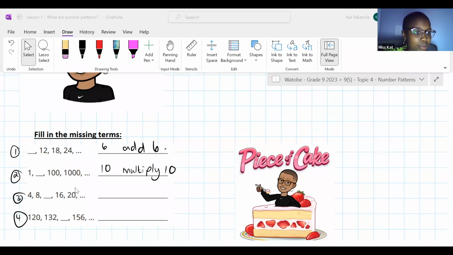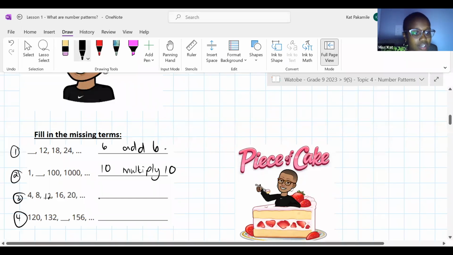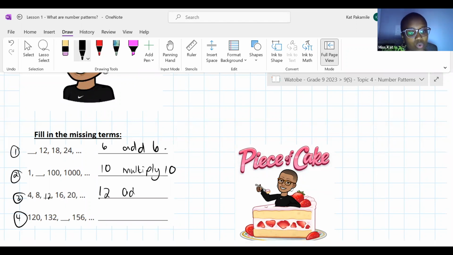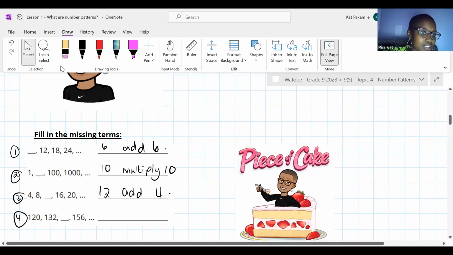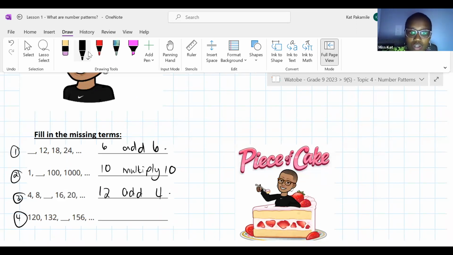Let's talk about number 3. Who wants to talk to me about number 3? Thank you, Tammy. Bokang? For number 3, the answer is 12. And to get to the next term, you add 4. Thank you very much, Bokang. Okay, guys, see, we are easily recognizing patterns over here. Okay, let's do the last one.